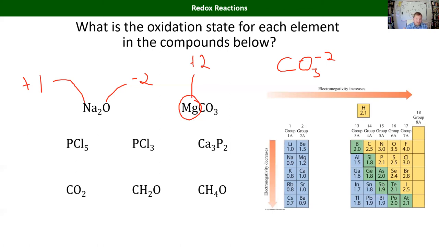Now to figure out the oxidation state of the carbon versus the oxygen, we go back to our same rules. The more electronegative element gets satisfied first. So the oxygen is going to be negative two. The carbon is whatever it has to be to make the overall charge add up to negative two. So three oxides that are all negative two would be negative six, so the carbon has to be plus four.